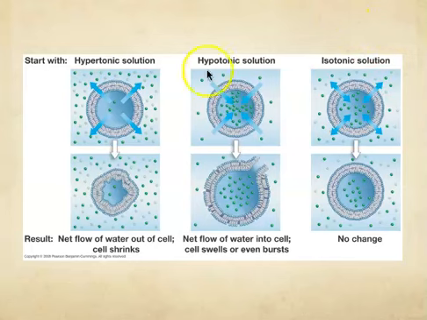Now, let's take a look at this middle panel. This middle panel shows a cell, again, the same cell from over here, but this time it's sitting in a hypotonic solution. So the environment around the cell has fewer green particles than what are inside the cell. Now we have a gradient. There's a higher concentration of green. Again, let's imagine it's salt. There's a higher concentration of sodium chloride inside the cell than there is outside the cell.